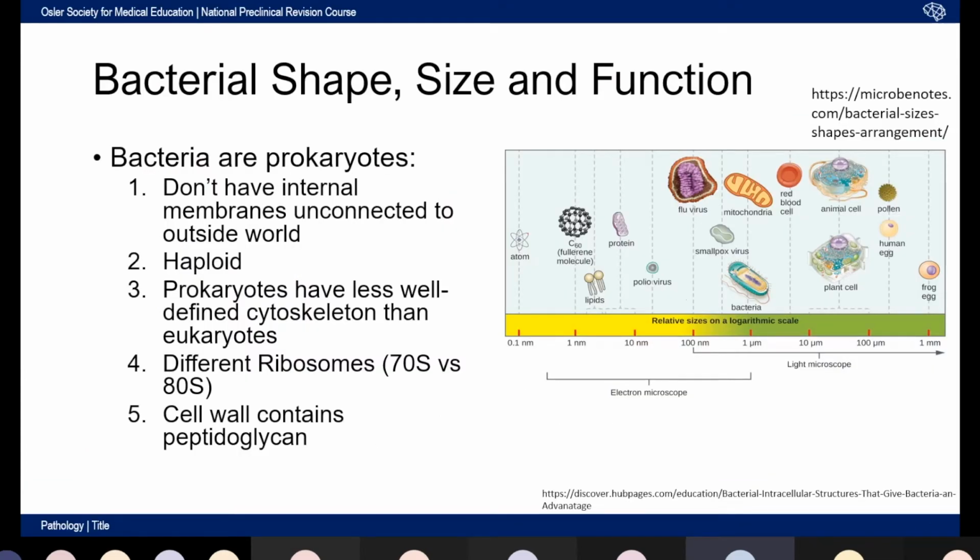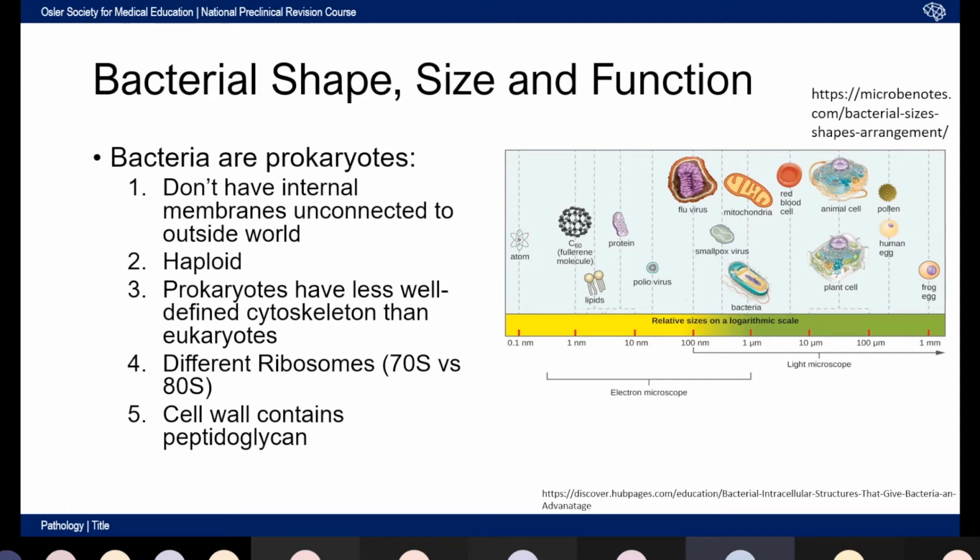So here are some of the key features of bacteria. They're generally about 1 micrometer, and you can see how this fits in with other organisms and cells. So bigger than viruses, but smaller than human cells. They are prokaryotes, so some key differences between prokaryotes and eukaryotes. First, they don't have membrane-bound organelles. They are haploid, so only have a single copy of a chromosome, compared to eukaryotes, which may be haploid or diploid. And usually prokaryotes have a single chromosome.